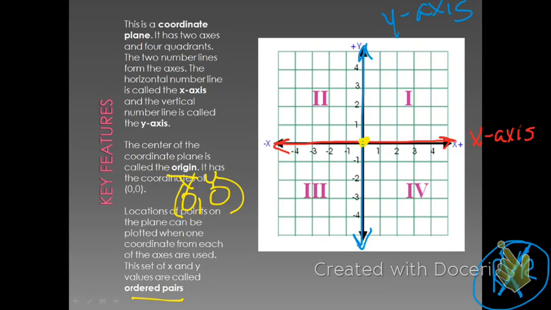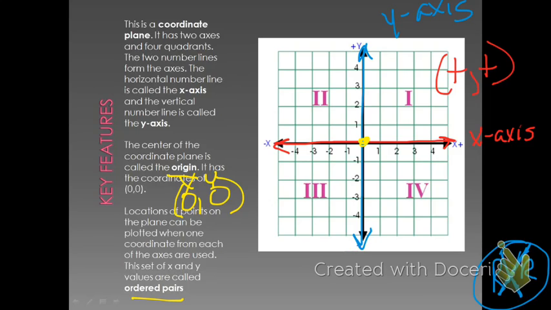Once Descartes had separated the plane with an x and y axis, he created four quadrants. Starting with the upper right-hand side, this is quadrant 1. All the points in this quadrant have positive x values and positive y values.